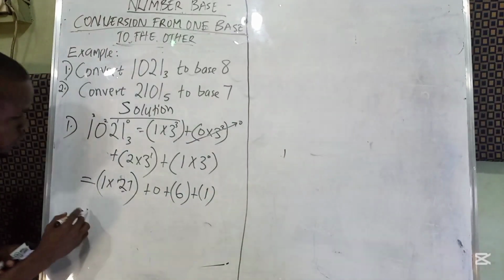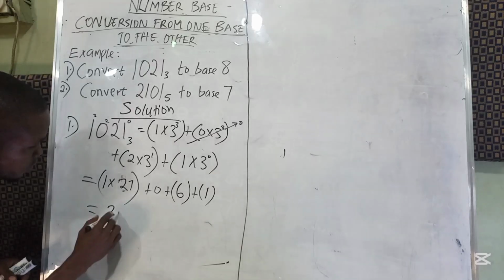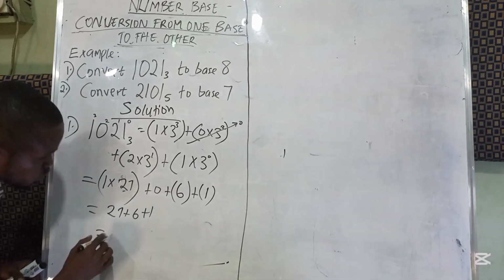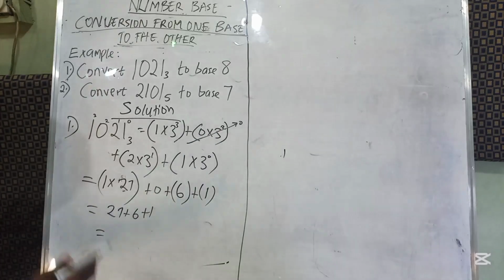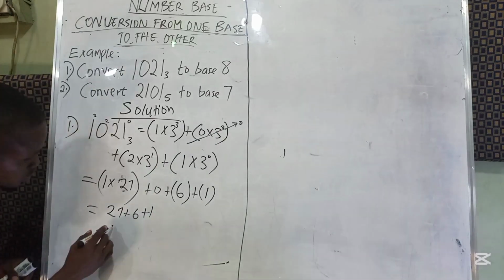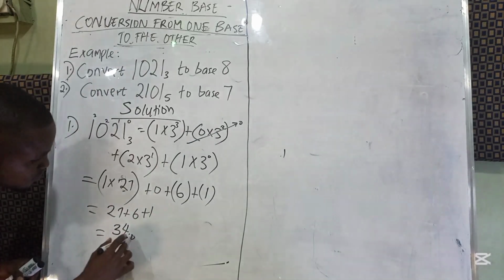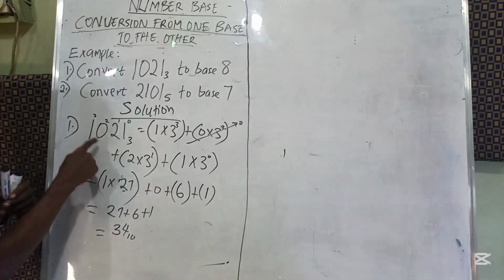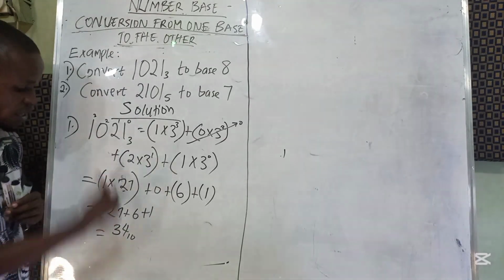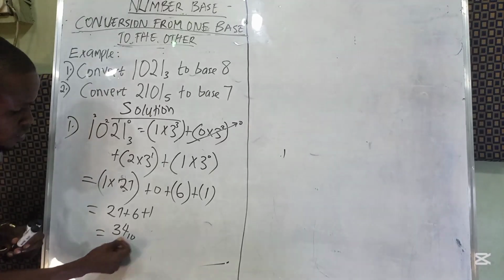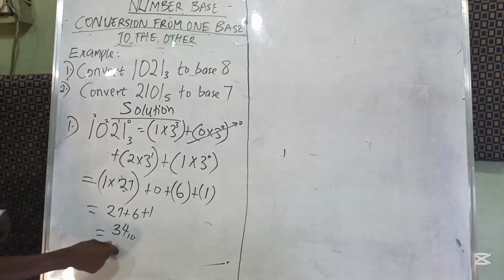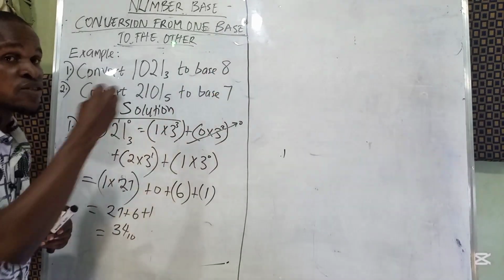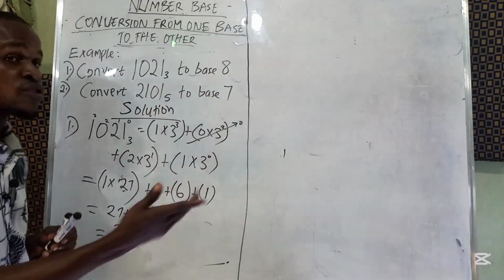All right. So this equals 1 times 27 is 27, plus 6, plus 1. This equals 27 plus 6, that's 33. 33 plus 1, that is 34 in base 10. So the value of 1021 in base 3 is equal to 34 in base 10. Now we'll convert from base 10, which is denary, to the required base, which is base 8. And that base 8 is also known as octal.